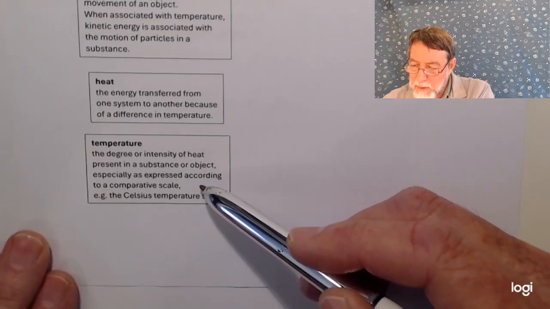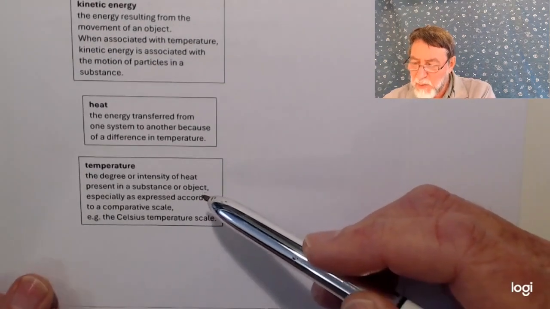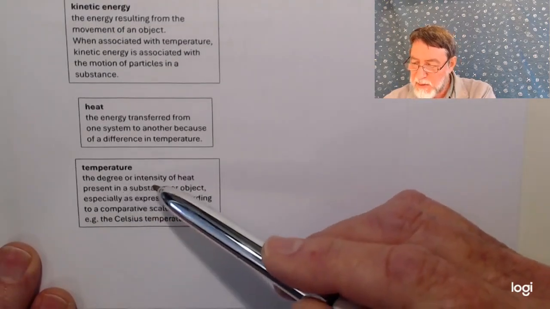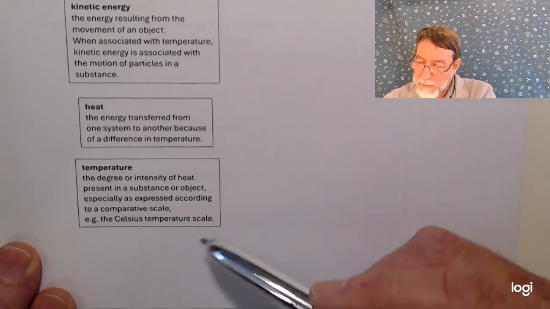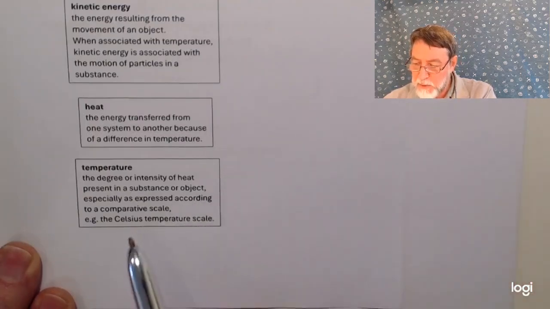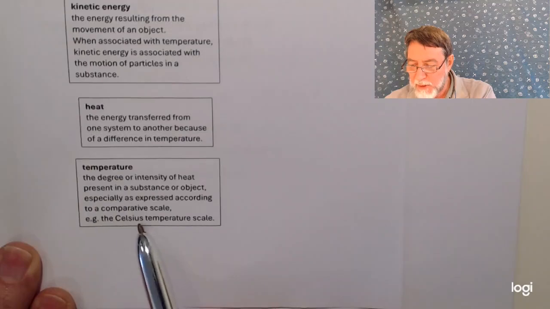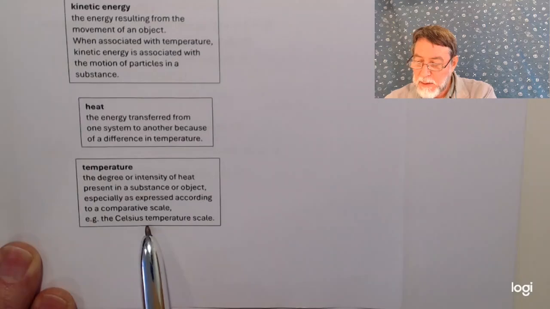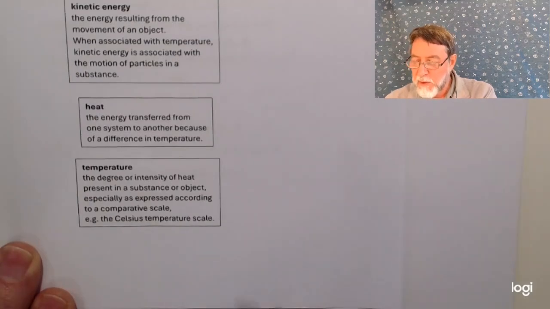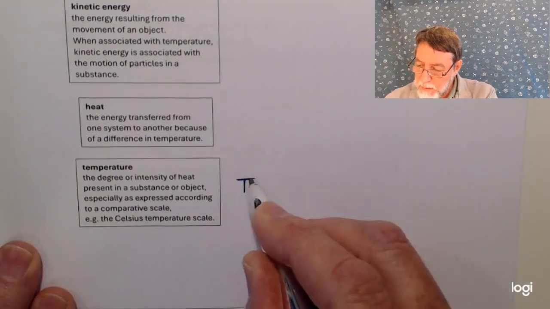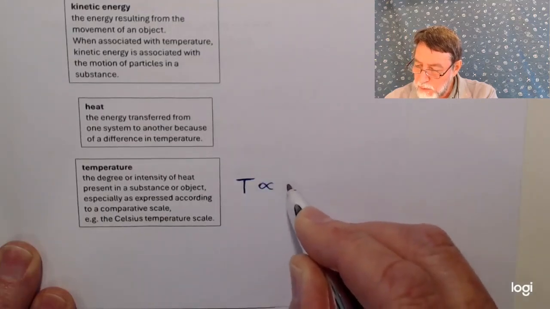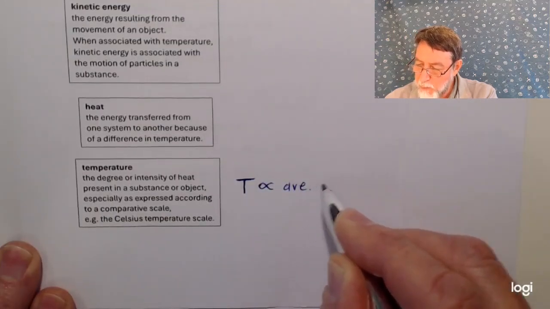Down to the last one, temperature. Well, everybody knows what temperature is. How hot is it? The intensity of heat in a substance or an object. It's shown on a scale, so Celsius or centigrade, same thing. There's the Kelvin scale that we've looked at, and of course Fahrenheit is another one that's well known, and there have been others in history. It turns out that temperature is proportional to the average kinetic energy of the particles.